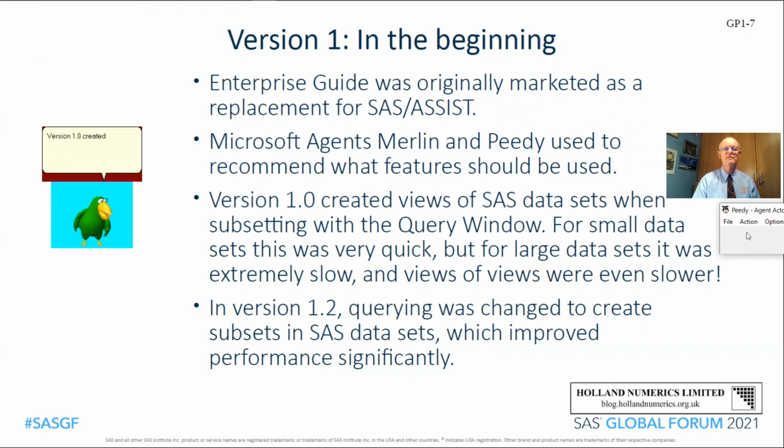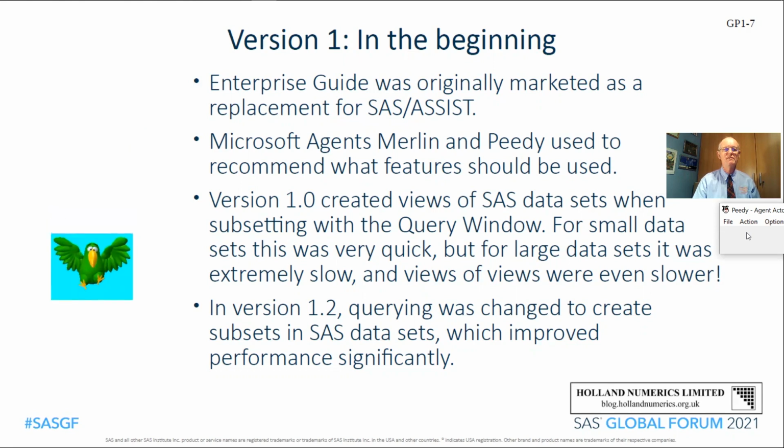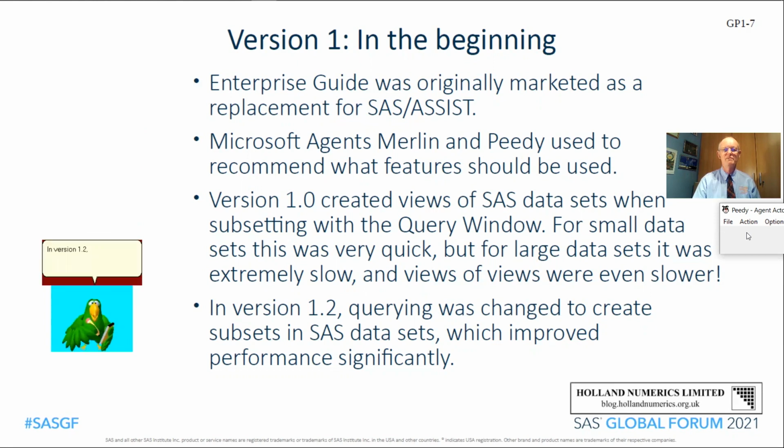Version 1.0 created views of SAS datasets when subsetting with a query window. For small datasets this was very quick. But for large datasets it was extremely slow. And views of views were even slower. In version 1.2, querying was changed to create subsets in SAS datasets, which improved performance significantly.